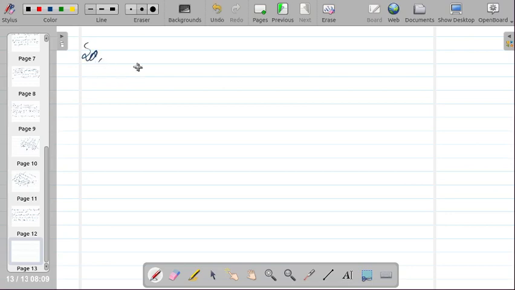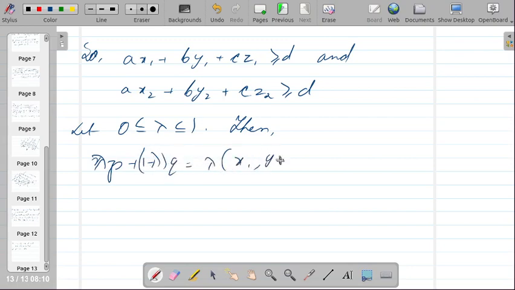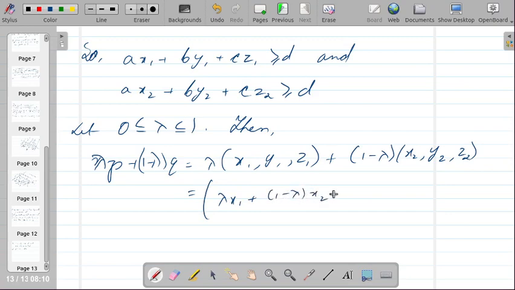So what happens? ax1 plus by1 plus cz1 is greater than or equal to d, and ax2 plus by2 plus cz2 is also greater than or equal to d. Now let us take 0 less than or equal to lambda less than or equal to 1. Then what is lambda p plus 1 minus lambda times q? This is equal to lambda into (x1, y1, z1) plus 1 minus lambda times (x2, y2, z2). So this is (lambda x1 plus 1 minus lambda times x2, lambda y1 plus 1 minus lambda times y2, lambda z1 plus 1 minus lambda times z2).